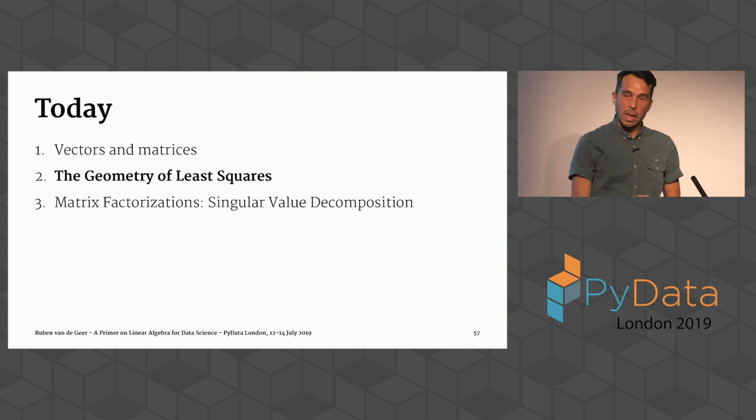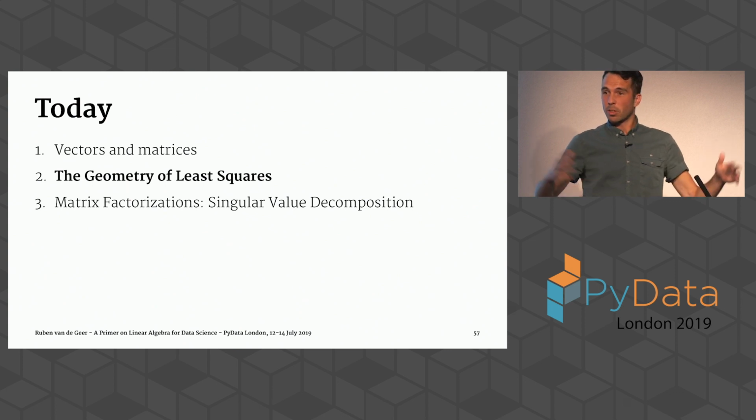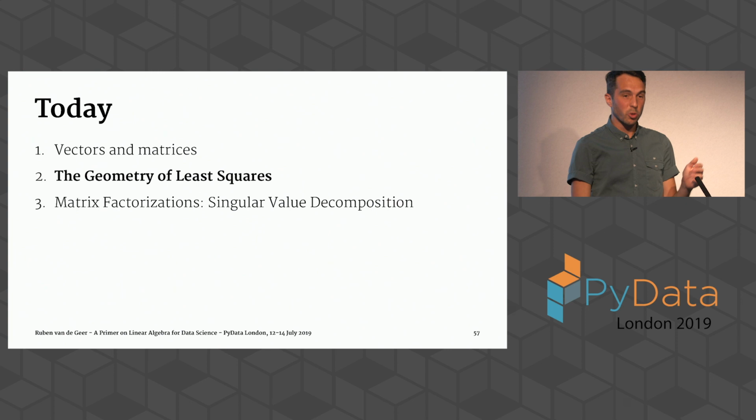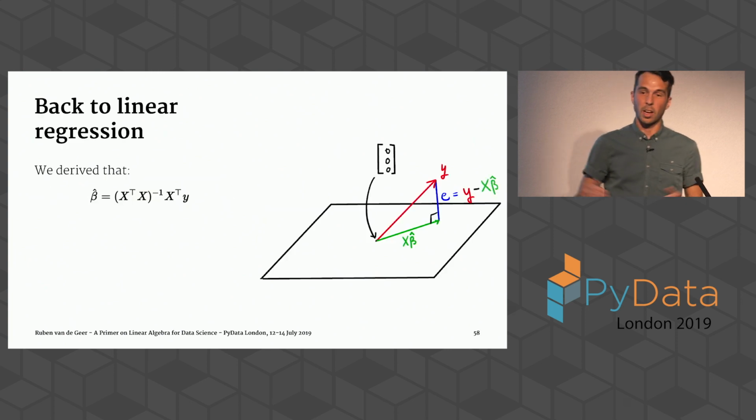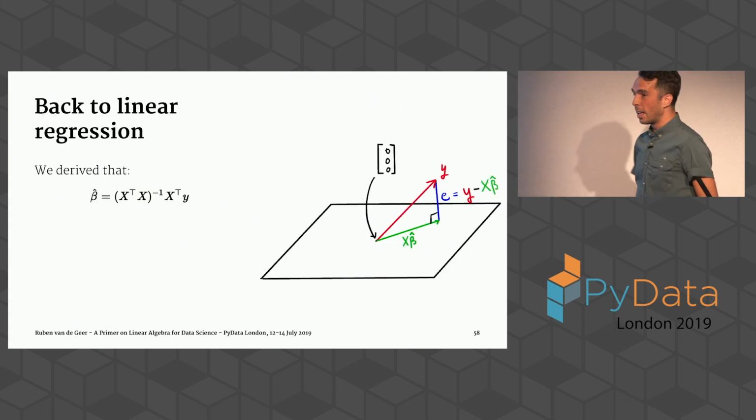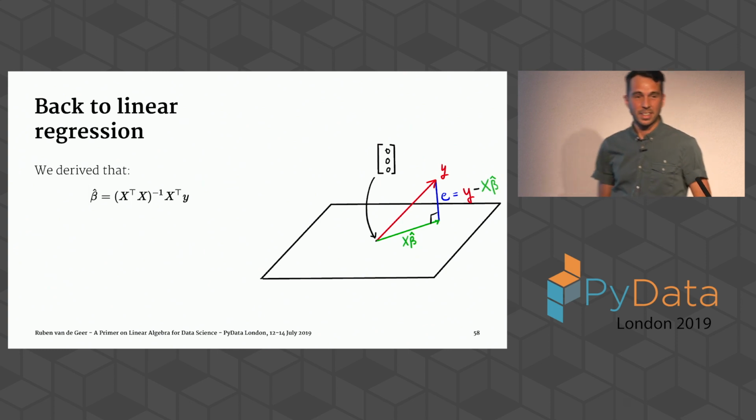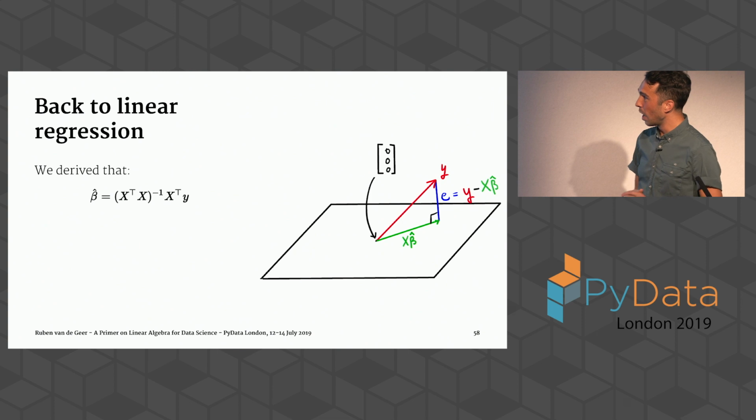So now I'd like to go back to the geometry of least squares, because 15 minutes ago we had this whole thing about the geometry of linear regression. I hope you still remember it. So we had this picture. And after some reasoning and a little bit of algebra, we ended up with this thing.